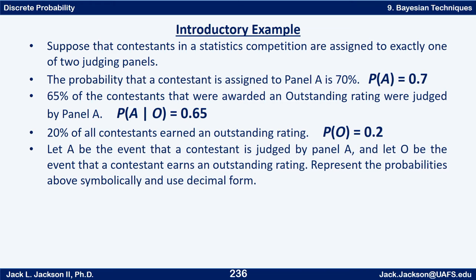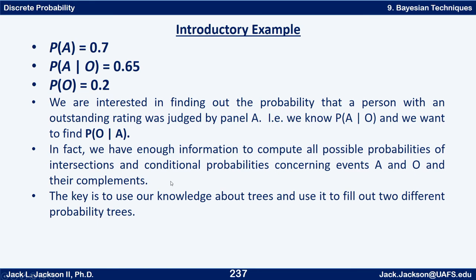Now, the main thing that we're interested in finding out is actually the probability of O given A. We want to flip it around. So we know the probability of A is 0.7. We know the probability of A given O is 0.65. We know the probability of O is 0.2. The main thing we're interested in finding out is the probability of O given A.